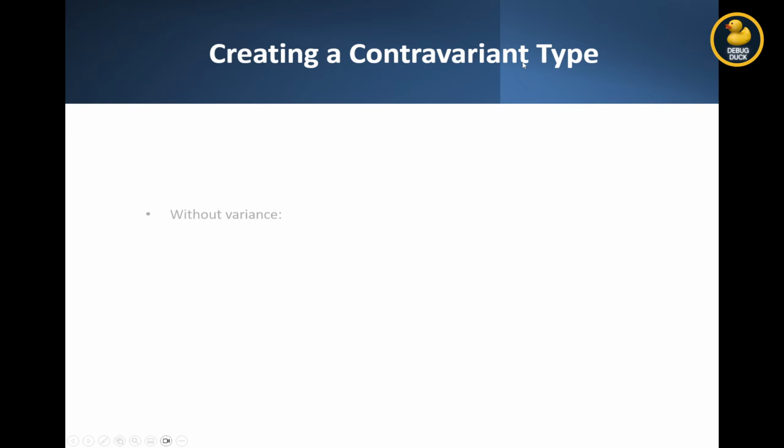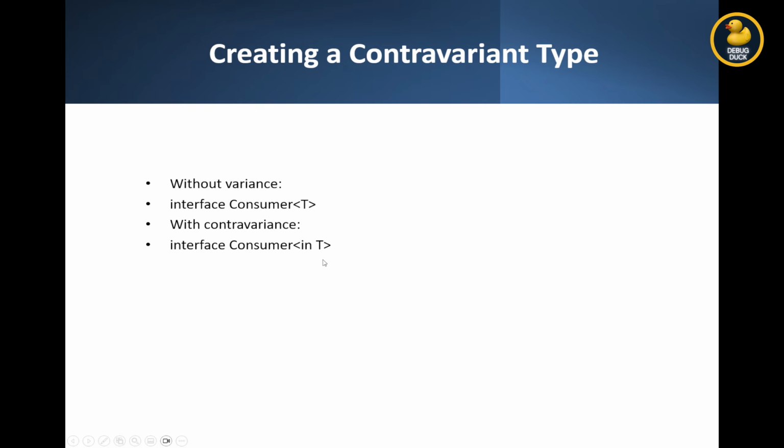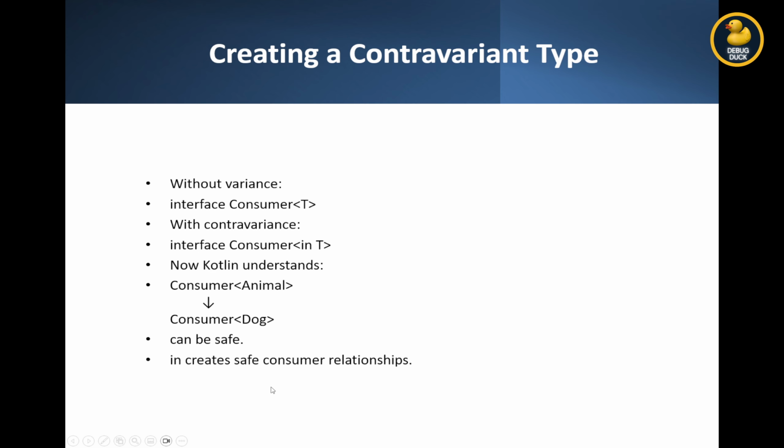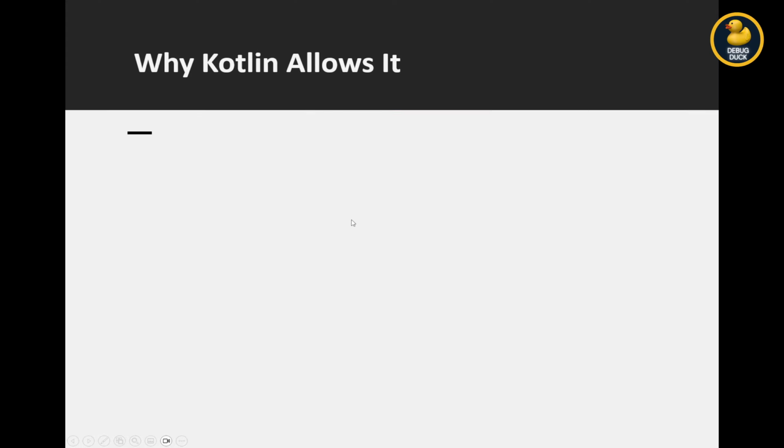Creating a contravariant type: without variance, interface Consumer<T>, but with contravariance, interface Consumer<in T>. Now Kotlin will understand that Consumer<Animal> can be used as Consumer<Dog> safely. It creates safe consumer relationships.